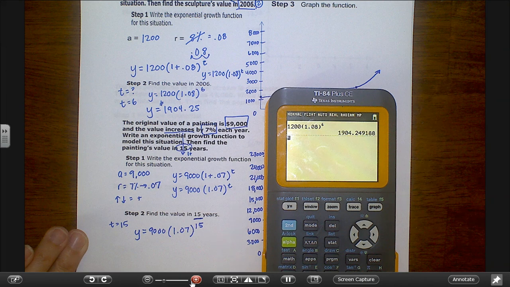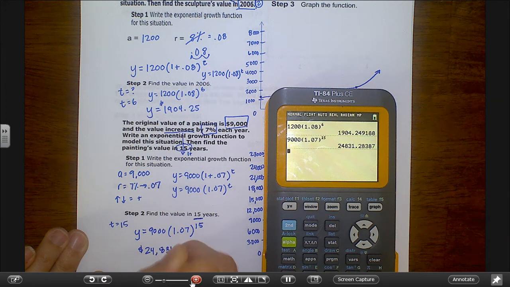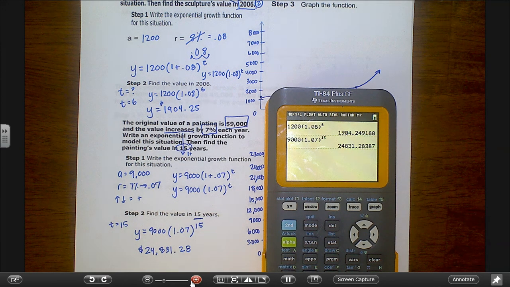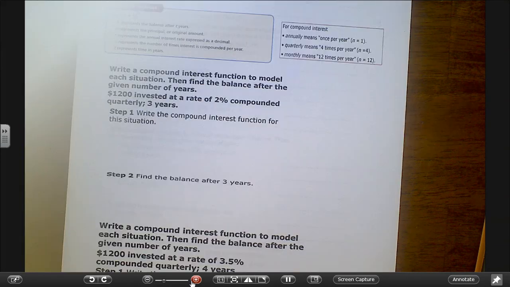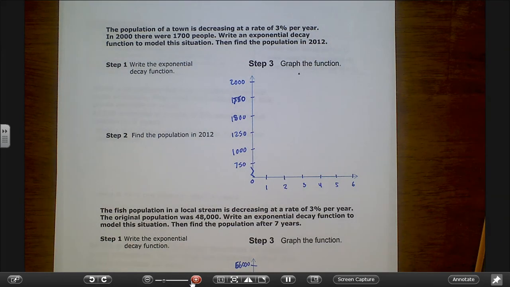Again, this is money. So you're going to want to round it to the nearest cent. 1.07 raised to the 15th. So this is $24,831.28. So it went from 9,000 and then in 15 years now it's 24,000, almost 25,000. All right, so that's exponential growth. Super duper easy peasy.